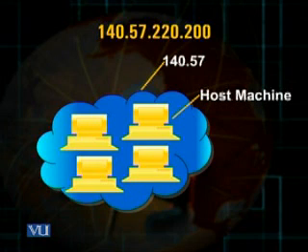140.57 represents the network address, and 220.200 represents the address of that host machine which is sitting on this network, and it is shown on your diagram with the help of an arrow. So from this you may have understood that a network is composed of different host machines. The network address is different from the address of the host machines which compose that network. I'll be showing you a few more slides to elaborate this concept further.